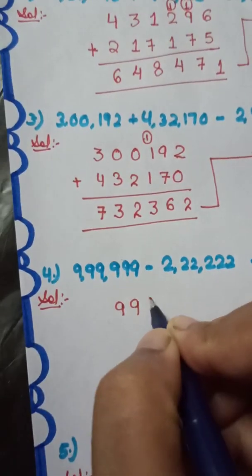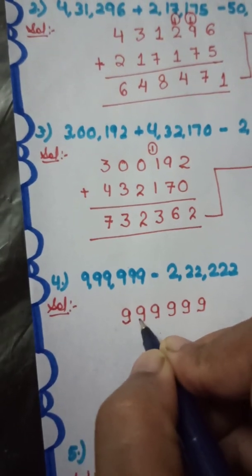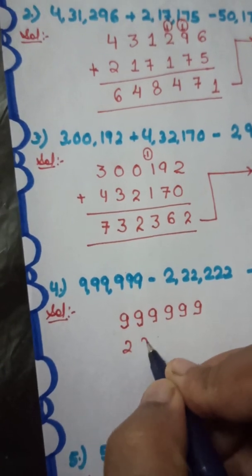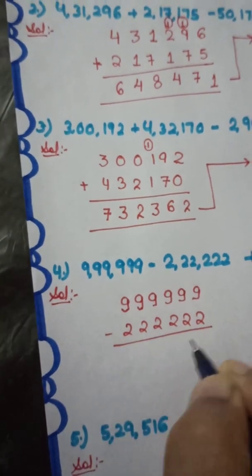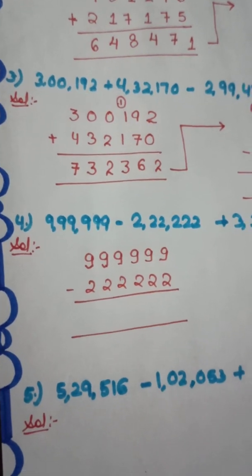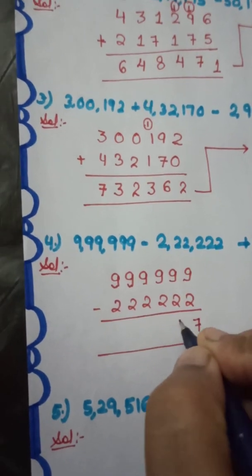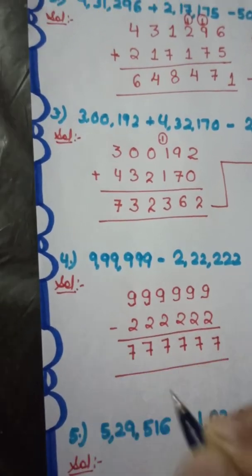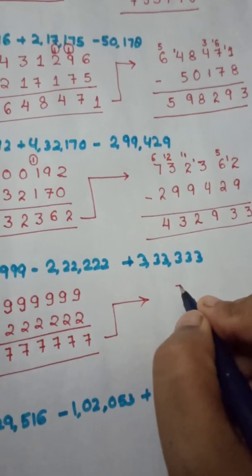9 9 9 9 9 9. Okay, 6 times 9 and we have to subtract 6 times 2 from this given number. You can see, students, first of all here we have to subtract the numbers. Okay, so 2 subtracted from 9, 7 7 7 7 7 7. Done.